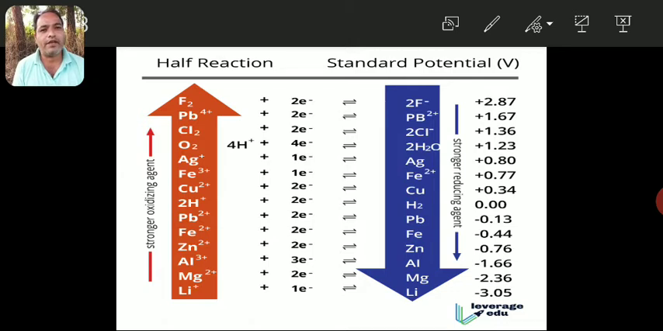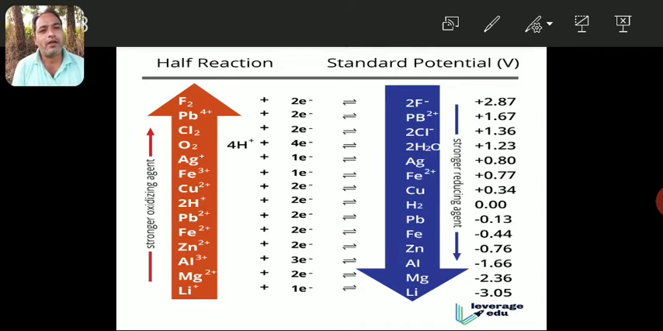On the left hand side there are the strong oxidizing agents, and their values increase from bottom to top, and on the right hand side in blue color, there are the strong reducing agents, and their values decrease from top to bottom. Now, first of all, we must know what is meant by oxidizing agent, reducing agent, reduction and oxidation. I think we learned this in the 11th standard, so I'll just revise in very few words.